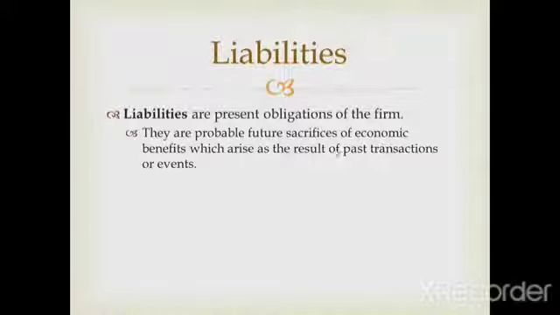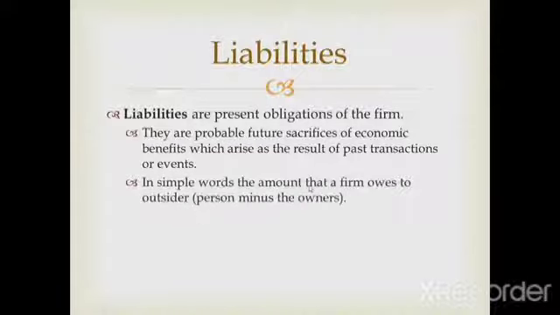They are probable future sacrifice of economic benefits which arise as a result of past transactions. In the past you have incurred that liability; in future you will have to sacrifice some of your economic benefit to meet this liability. In simple words, it is the amount that a firm owes to outsiders. Who are called outsiders? Outsiders are anybody who has invested money in your business besides the owner of that business.